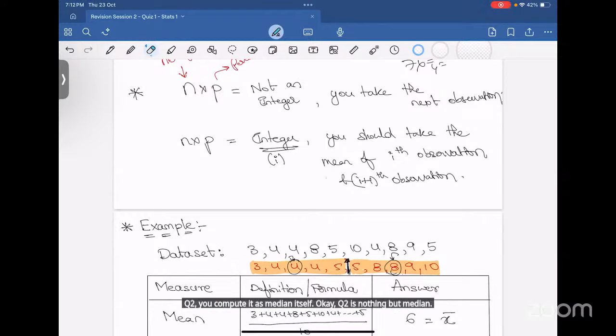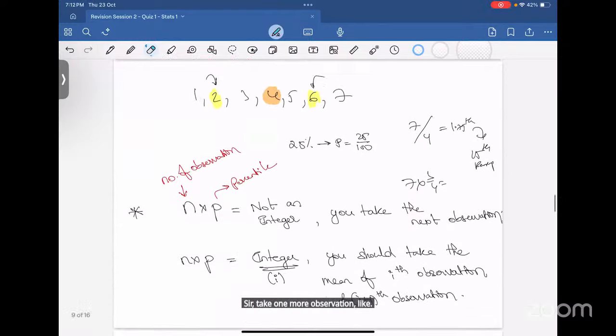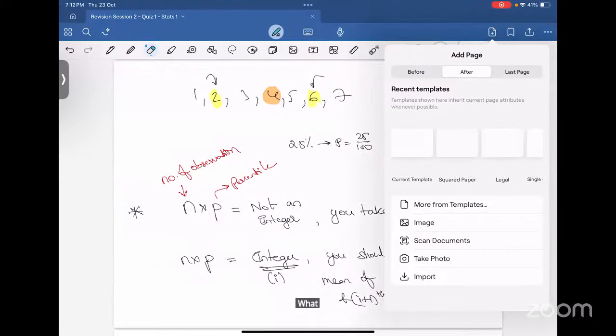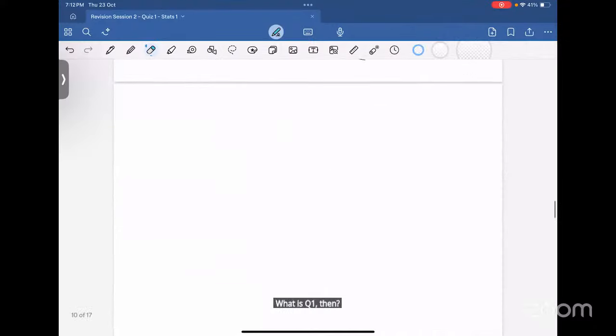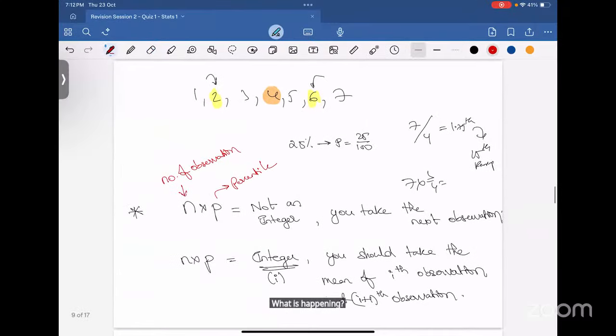So take one more example, like 1, 2, 3, 4 alone. In that, Q2 will be the median of 2 and 3, right? What is Q1 then? How to take Q1 and Q3? Q1 will be the mean of 1 and 2 and Q3 will be the mean of 3 and 4.